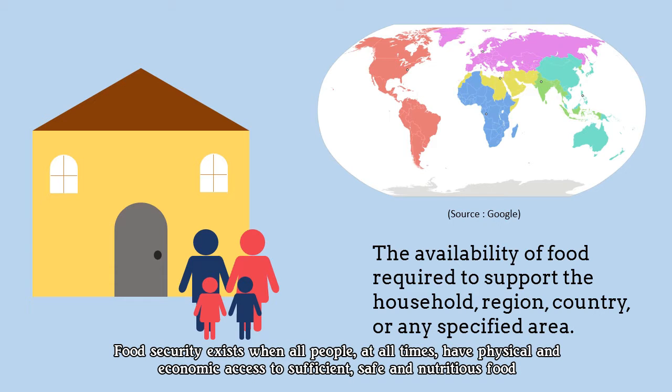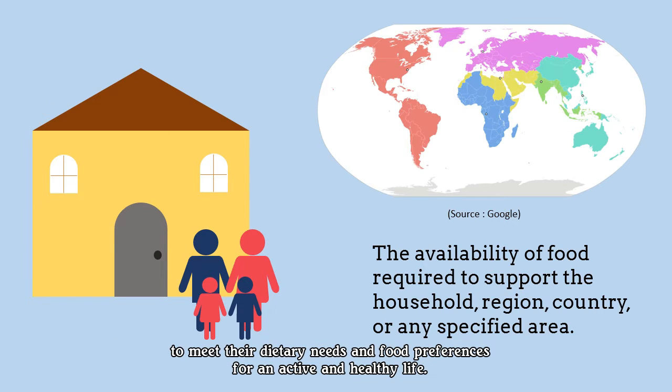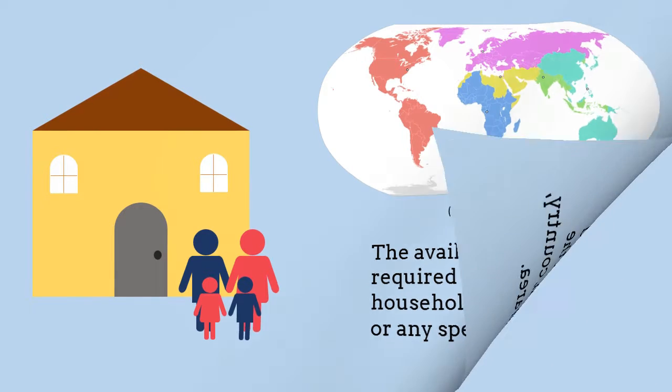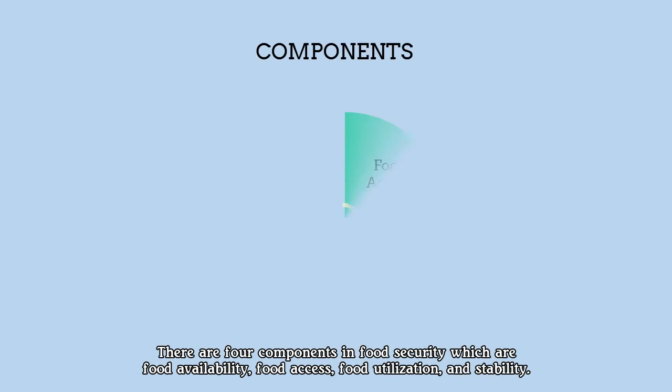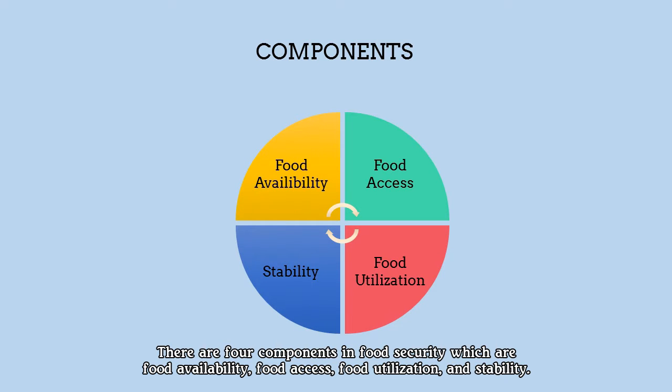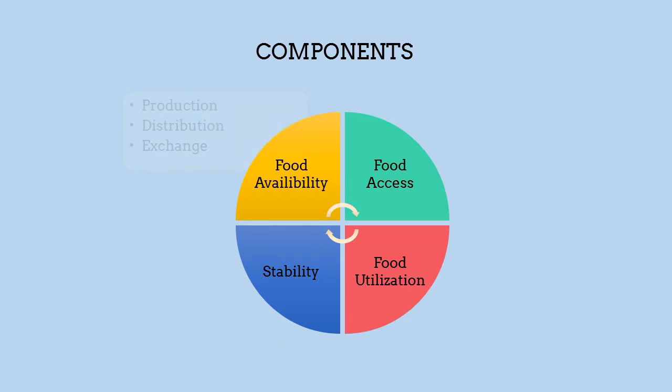Food security exists when all people, at all times, have physical and economic access to sufficient, safe and nutritious food to meet their dietary needs and food preferences for an active and healthy life. There are four components in food security, which are food availability, food access, food utilization, and stability.